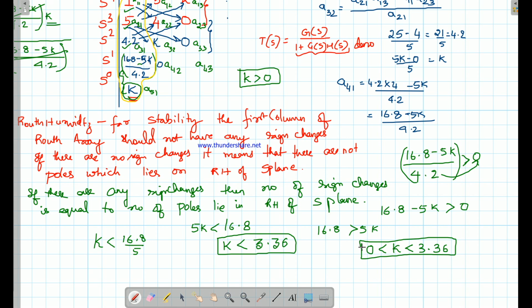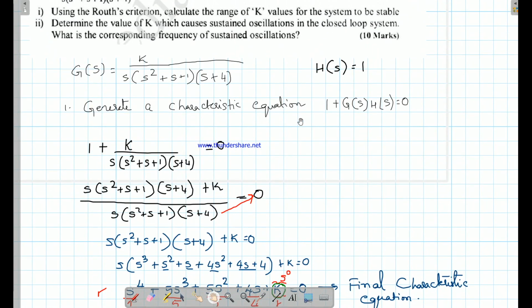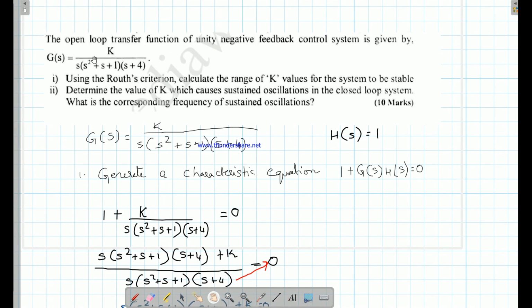If the given system needs to be stable, then the range of k should be greater than 0 and less than 3.36. So this is the first part of the question. The question was: for the given open loop control system, using RH criteria calculate the range of k values for the system to be stable. So we found the range of k to be greater than 0 and less than 3.36, so that the system should be stable.